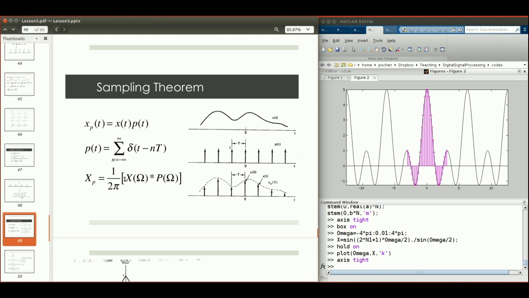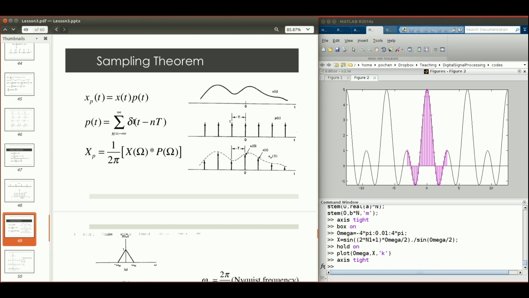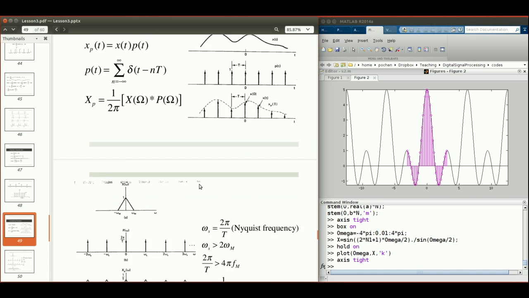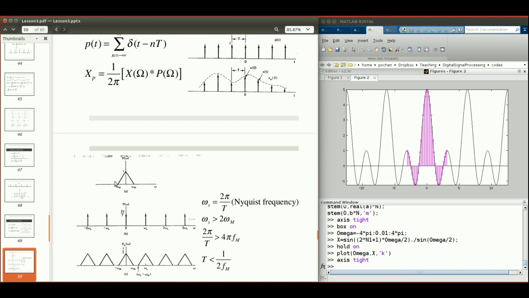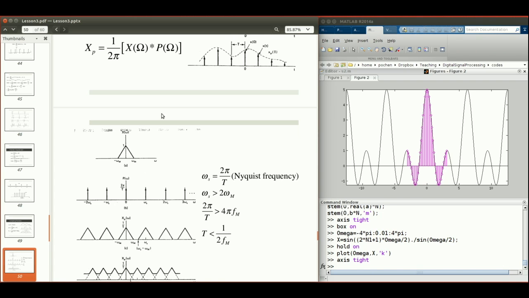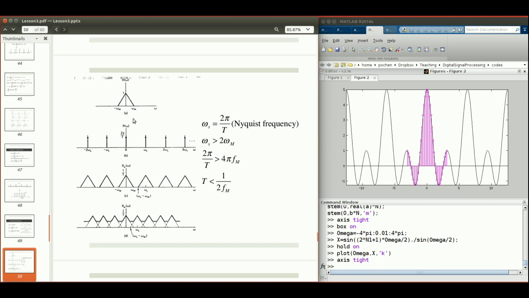Suppose big X(omega), the spectrum, the Fourier transform of this continuous time signal x(t), looks like that. It doesn't have to look like that, but suppose it does. Actually, most of the signals that we can record in nature are band limited, which means you have a maximum frequency, omega big M, and above this maximum frequency the amplitude becomes either exactly zero or very close to zero. We can denote it as omega_M.